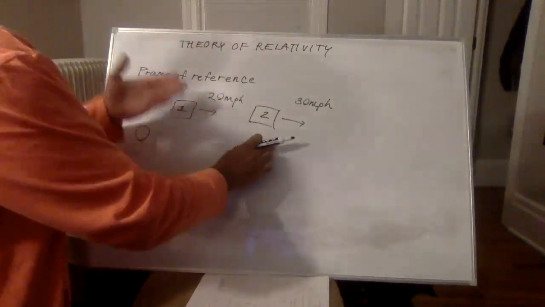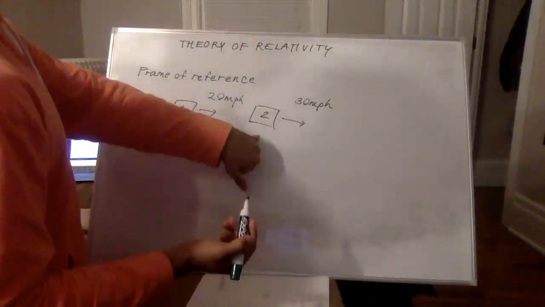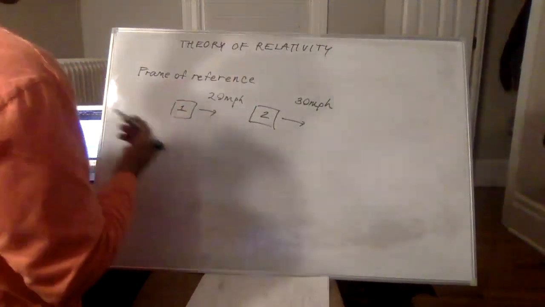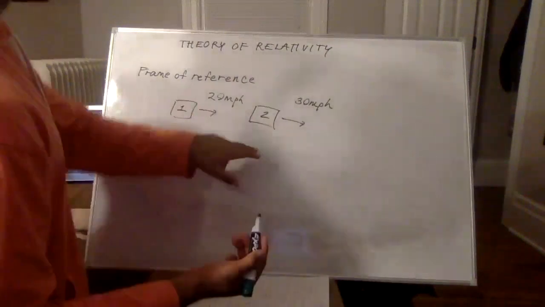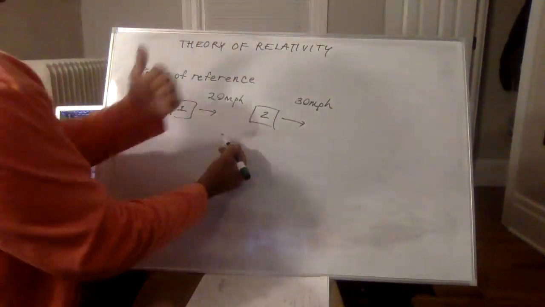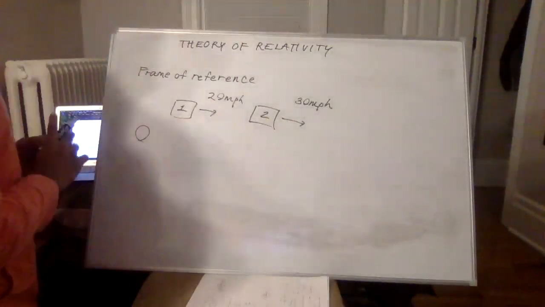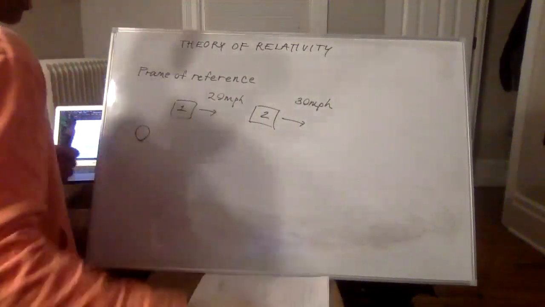And if you're in car one, you won't be able to tell that you're moving, so you would think that car two is moving at 10 miles an hour. So it is all relative. For example, car two would think that car one is moving 10 miles an hour in the opposite direction, because it's getting further apart from car one. So it's all about the frame of reference.